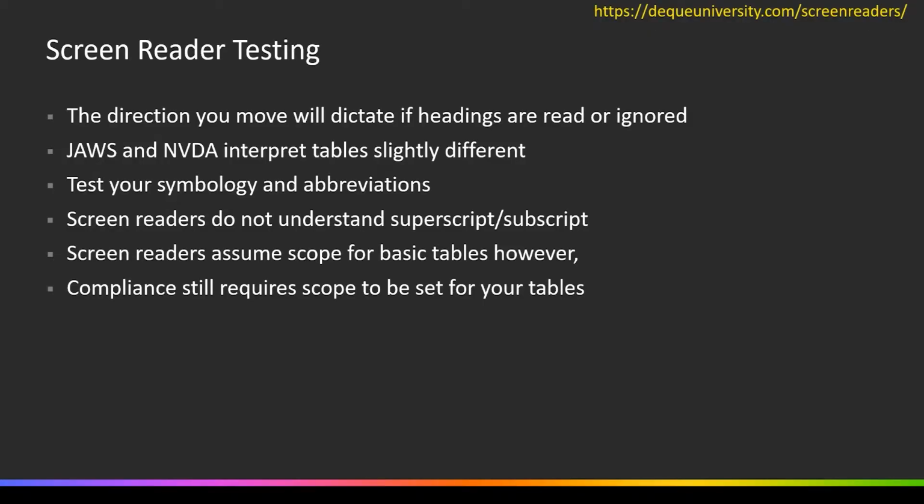So screen readers assume the scope for basic tables, meaning that when your columns and rows are regular, meaning that it's a perfect grid, it's going to assume if you have a heading column that the scope is column, unless you tell it differently. It doesn't mean that you don't have to set the scope. It just means that if you didn't by accident, it's going to automatically assume that it is column or row, depending upon whether or not it's in the row or in the column.